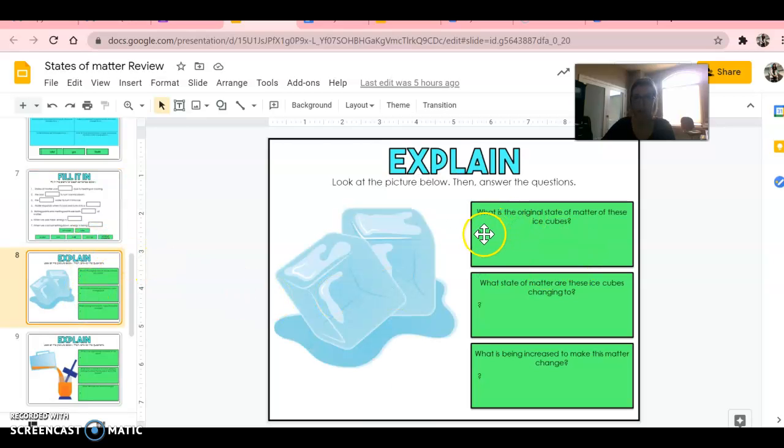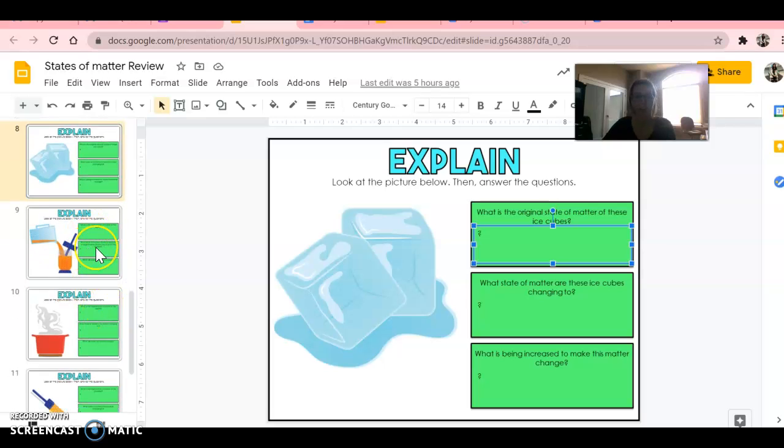Okay, here you're going to be answering the question by typing in the text boxes. So what is the original state of matter of these ice cubes? What state of matter are they changing to? Well, look at the picture. It looks like they are melting. You can see that there's a puddle of water. So what state of matter are they changing to? And what is being increased to make this matter change? So what factor or what aspect is being increased, okay?